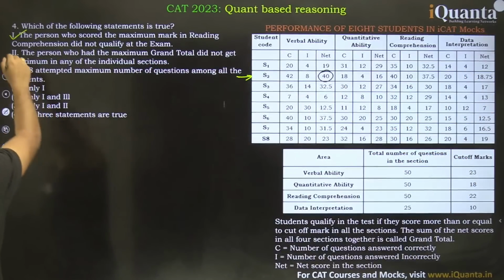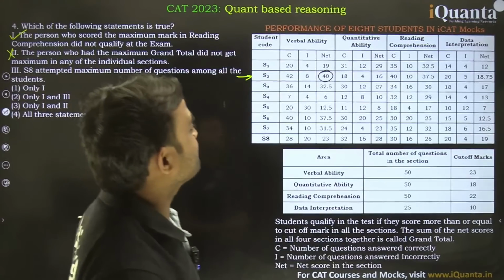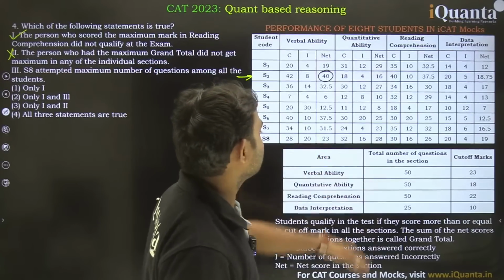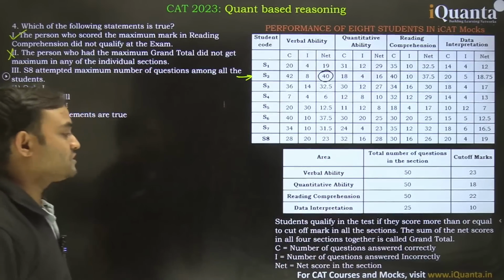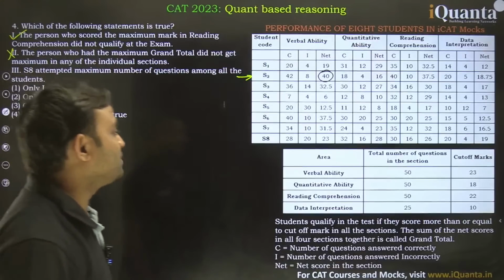Second statement: S8 attempted maximum number of questions among all the students. Is this true or false, guys? Last statement, S8 attempted maximum number of questions. For that we will have to calculate the total number of questions attempted by each person. This could be a little calculation-heavy.